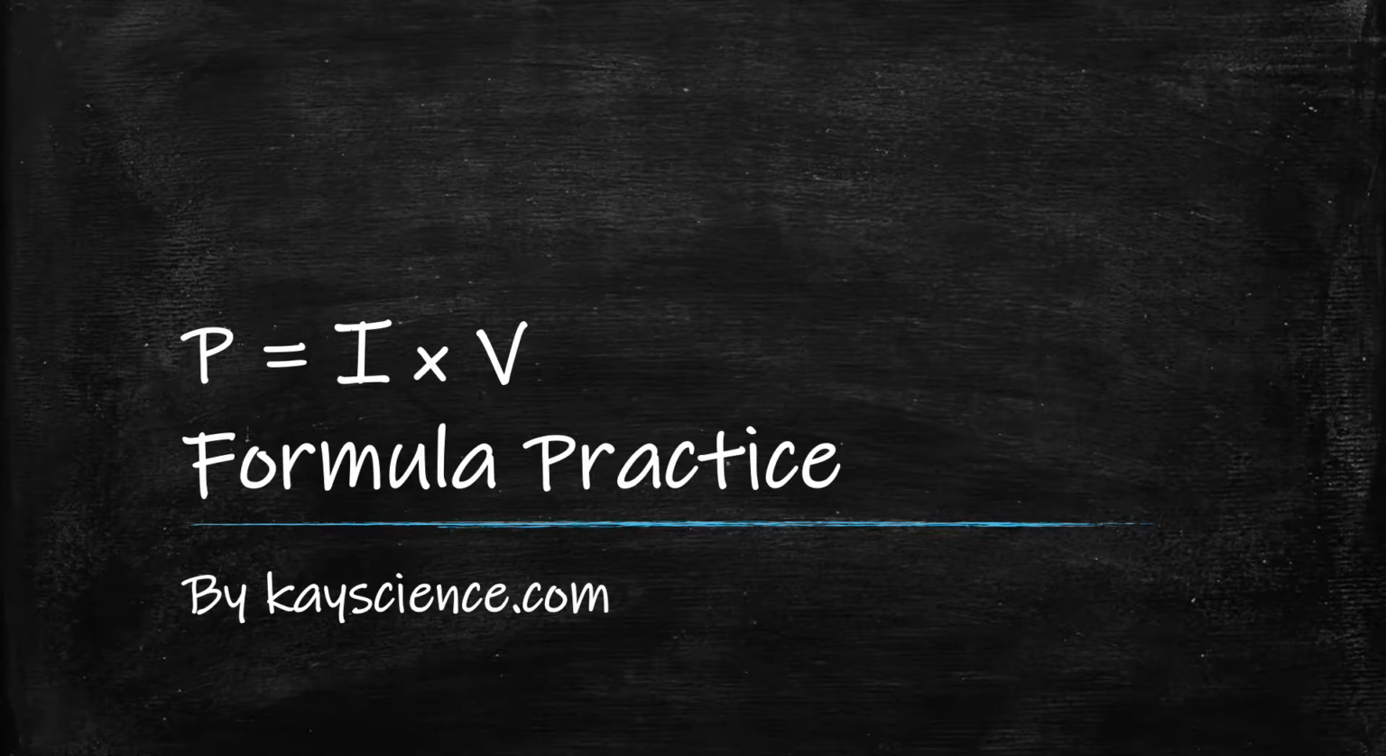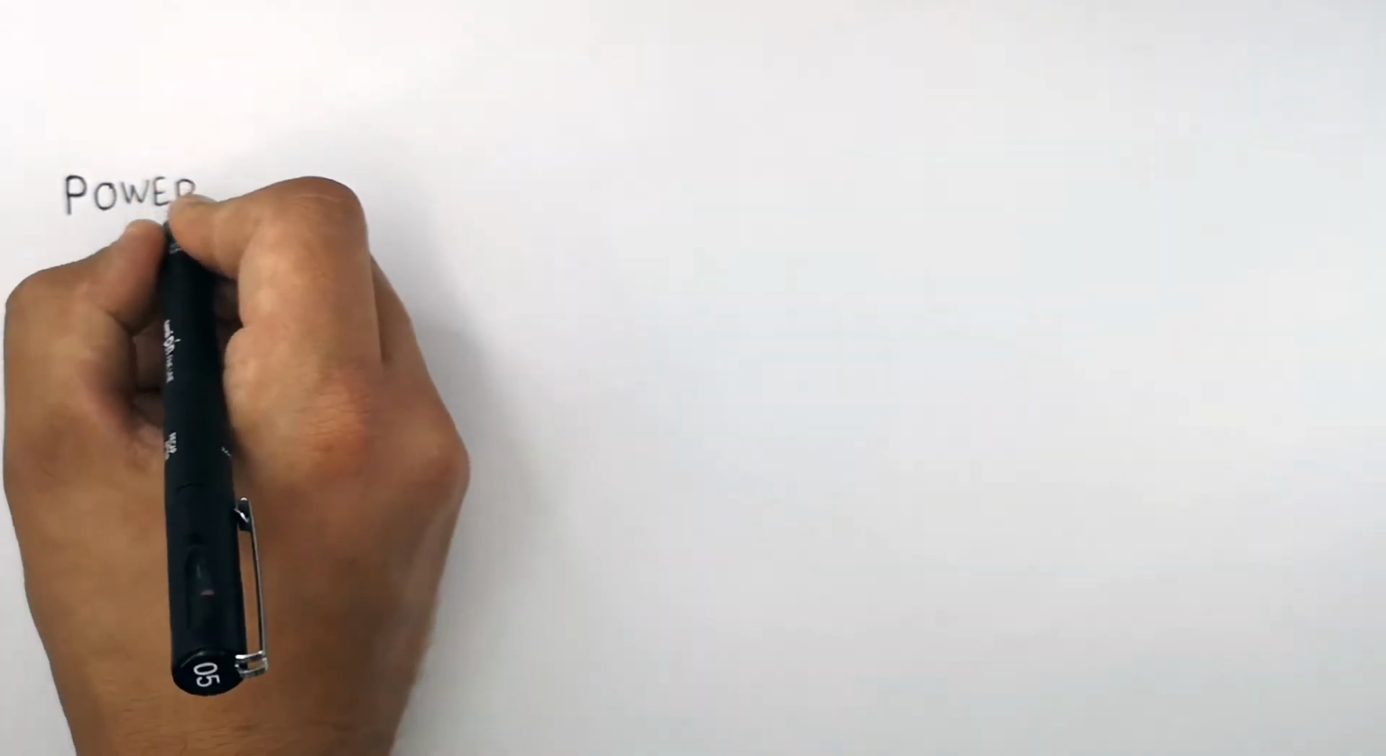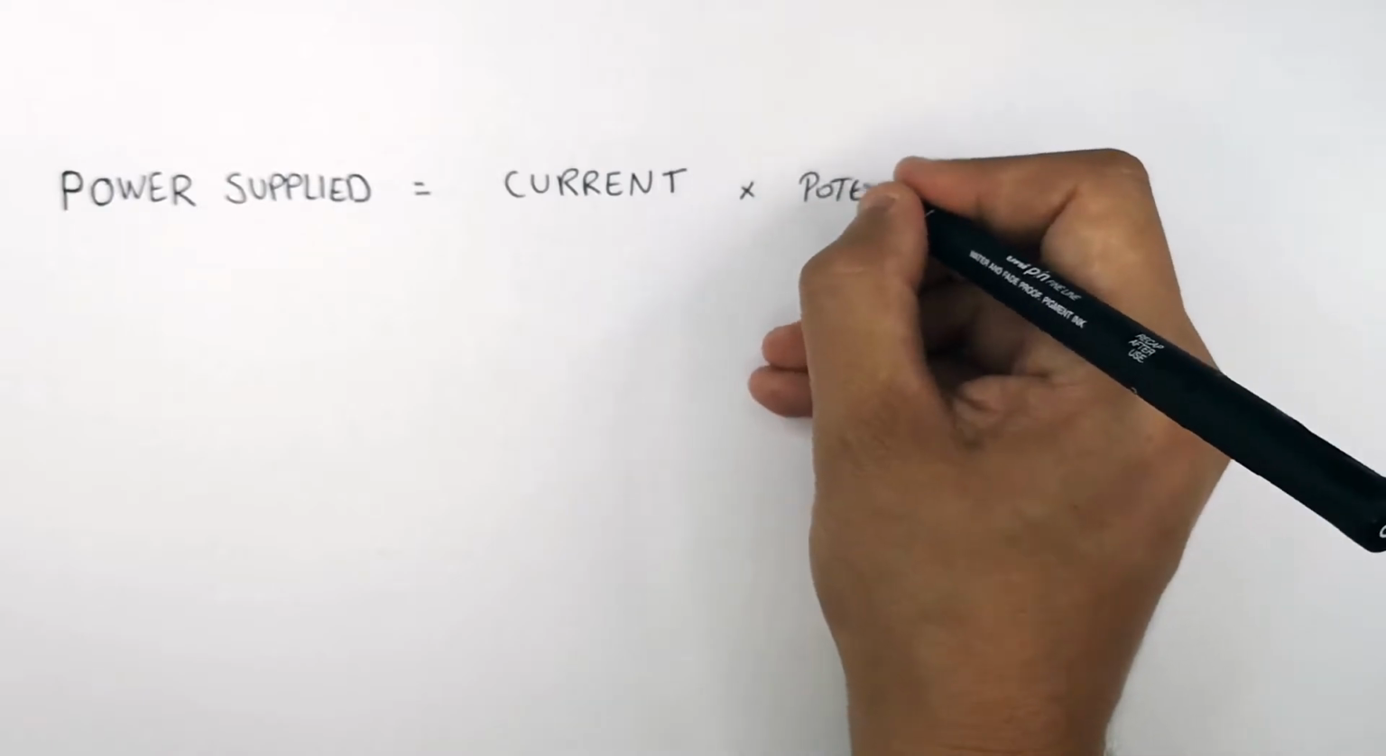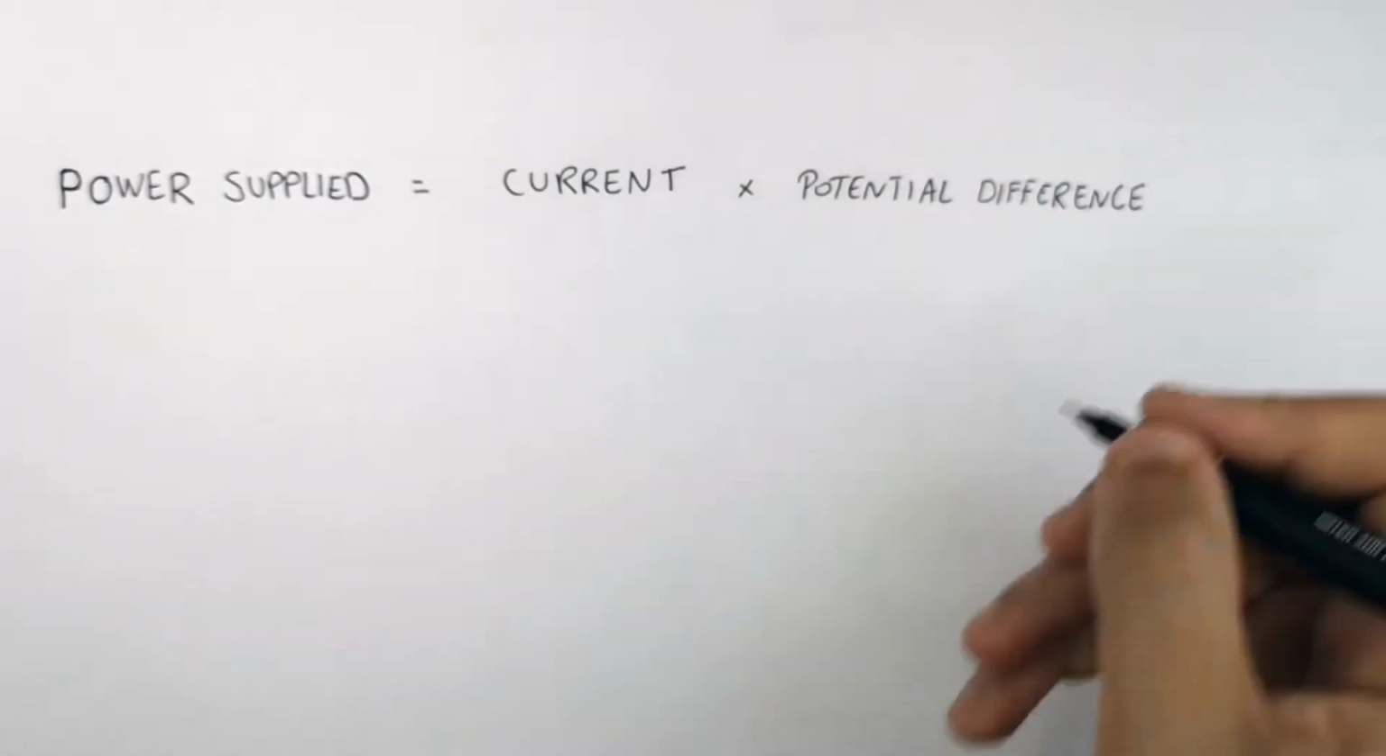P equals I times V formula practice by KayScience.com. So the power supplied to a component equals the current times the potential difference across the component.